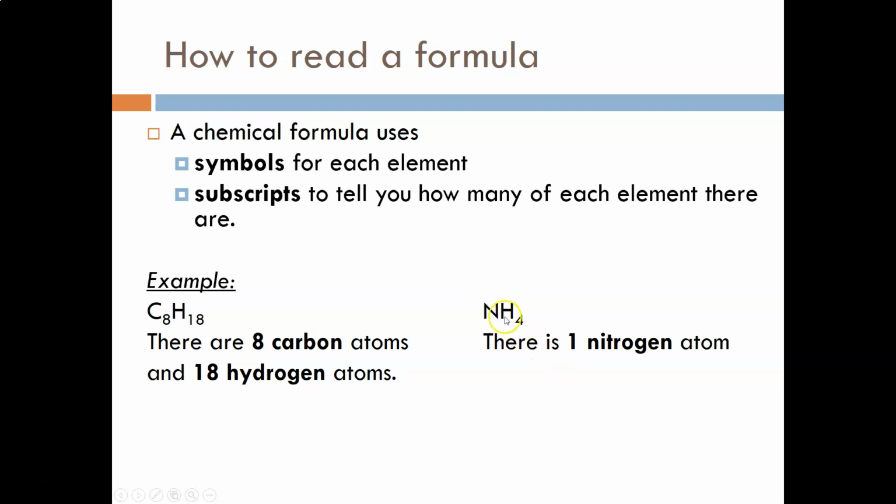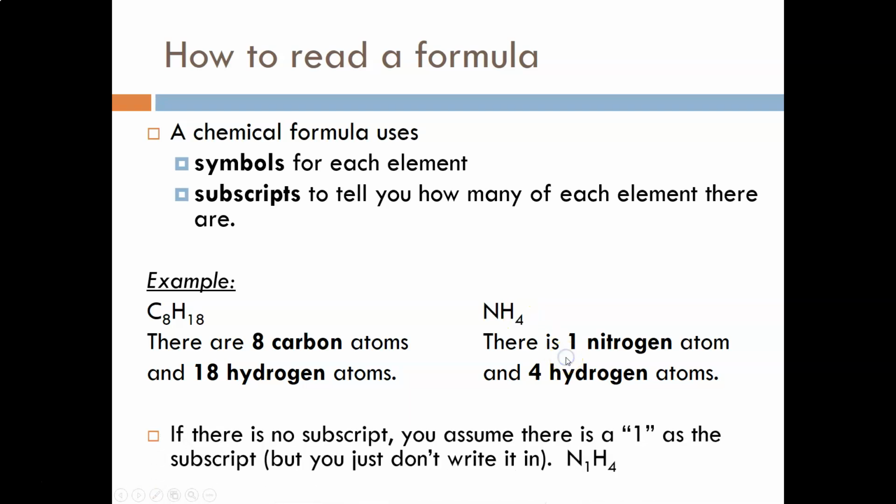NH4, there's 1 nitrogen and there are 4 hydrogens. If there's no subscript, like you see after the nitrogen, there's no subscript here. That means there's a 1. Just like in math class, you don't usually write 1x. You don't have to put the 1 there. We just say NH4. We don't say N1H4.